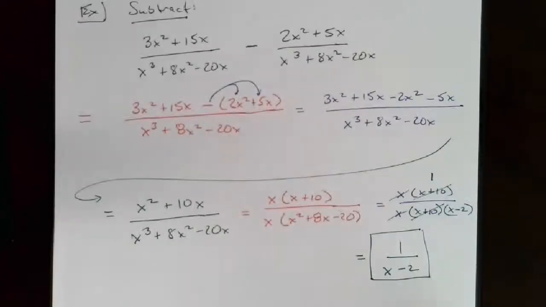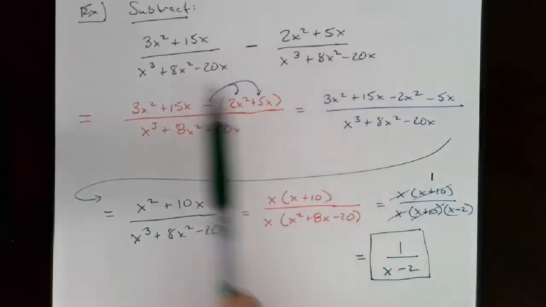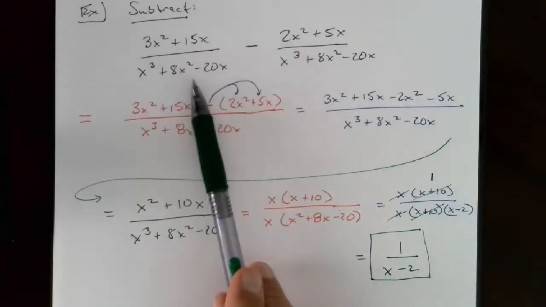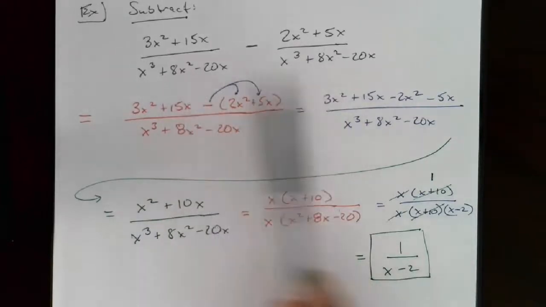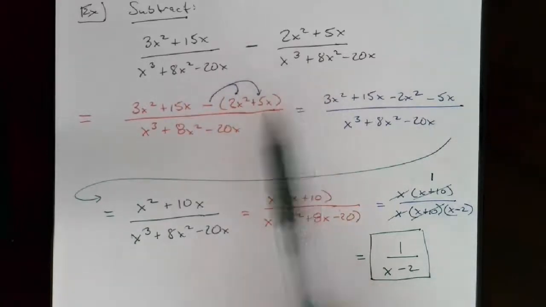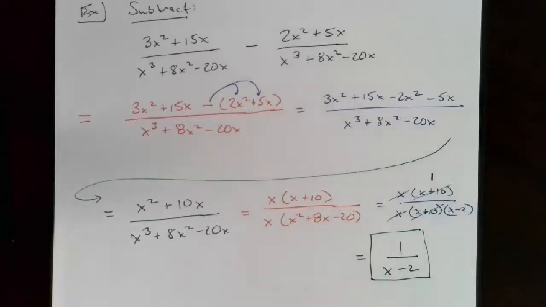Something to point out, when you're adding or subtracting, when you're looking at this at the very beginning, if you didn't have a common denominator, you'd have to find that first. Typically, to find that, you'd have to factor the denominators at the very beginning to see what factors were made up to find the LCD. And we'll talk about that in a little bit.